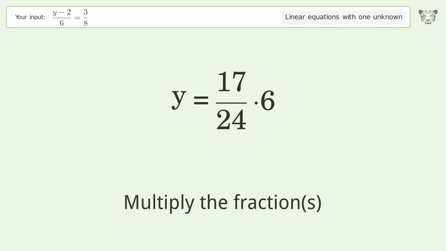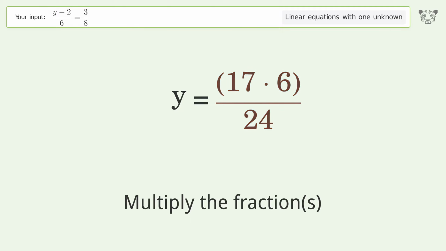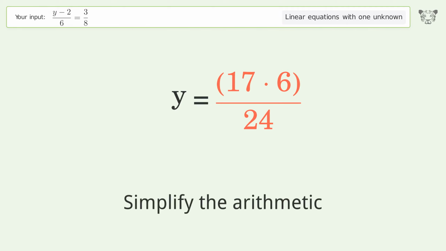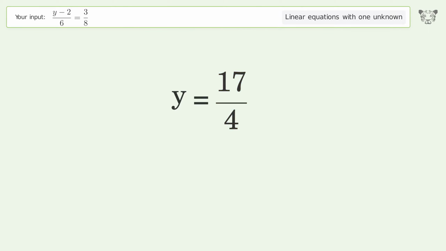Multiply the fractions. Simplify the arithmetic. And so the final result is y equals 17/4.